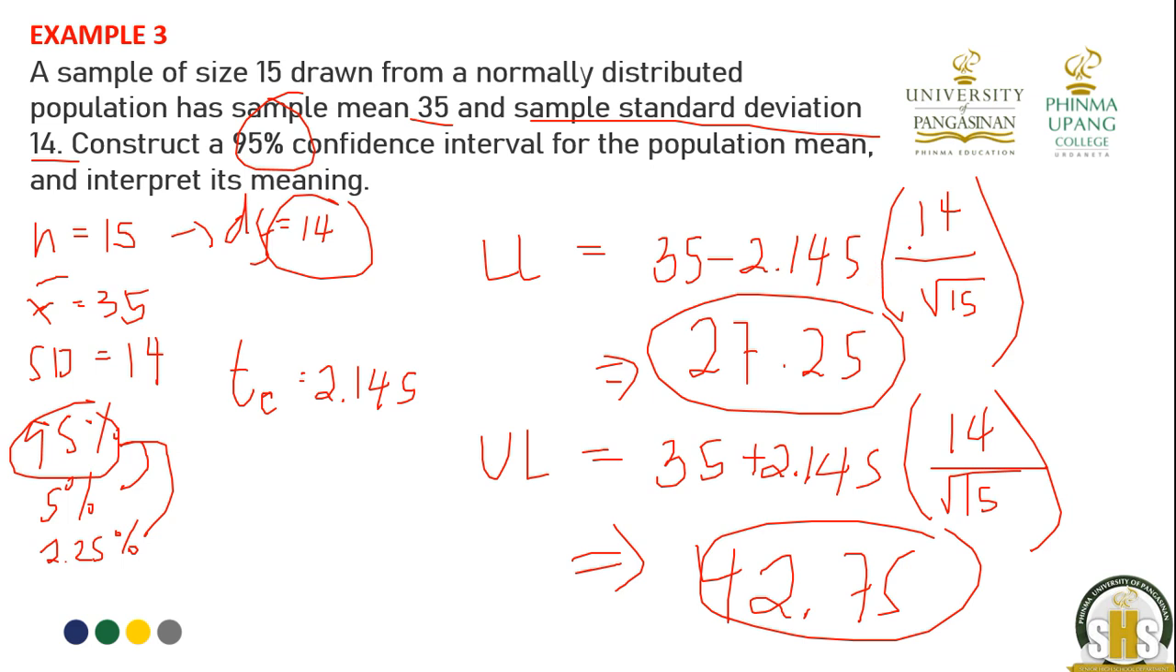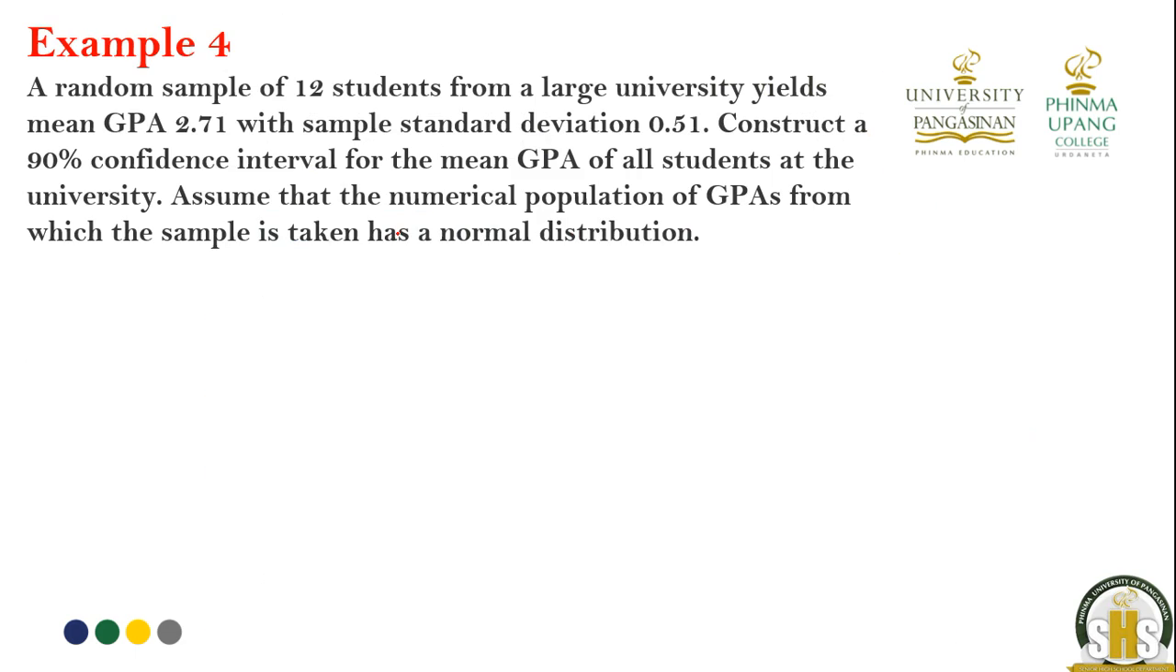If you have questions po, sabihin nyo lang ha. Next tayo, number 4. A random sample of 12 students from a large university yields mean GPA of 2.71 with a sample standard deviation of 0.51. Construct a 90% confidence interval for the mean GPA of all students at the university. Assume that the numerical population of GPAs from which the sample is taken has a normal distribution.